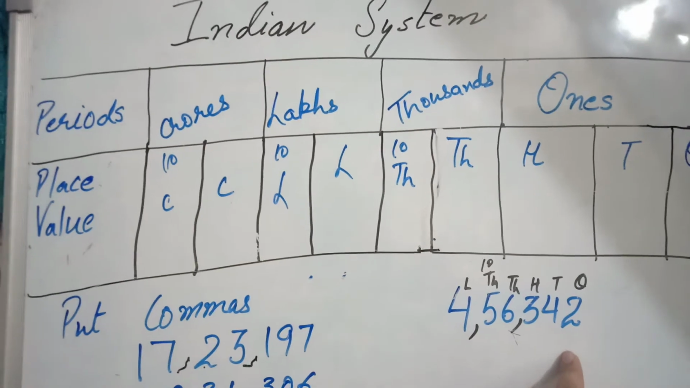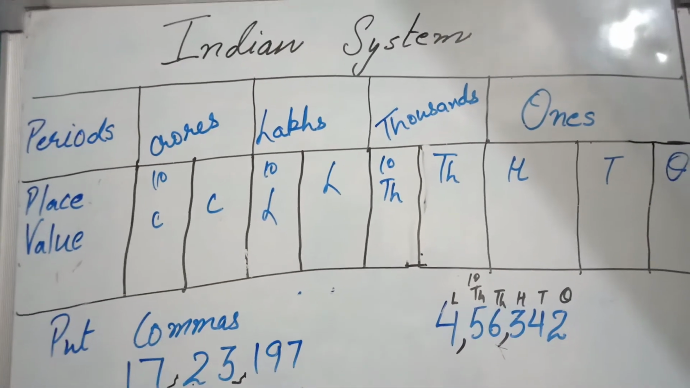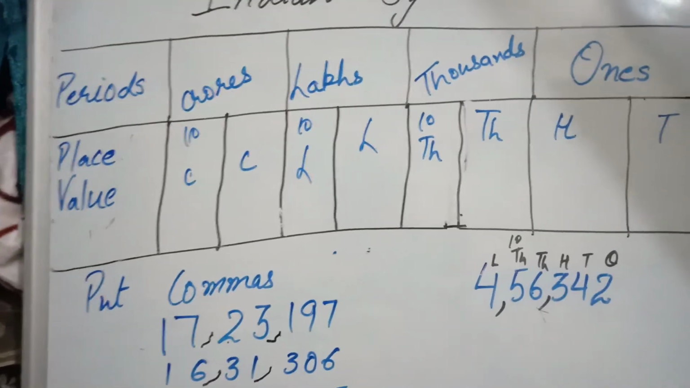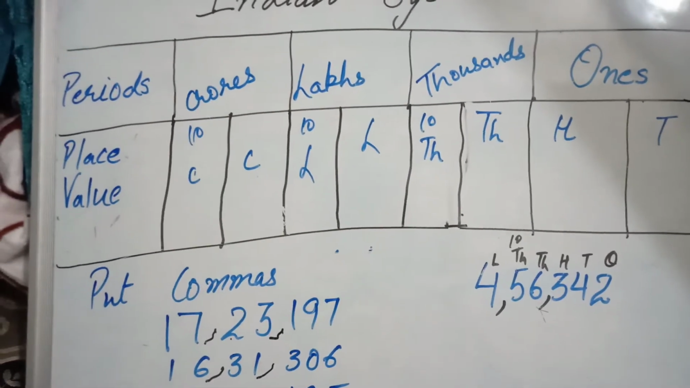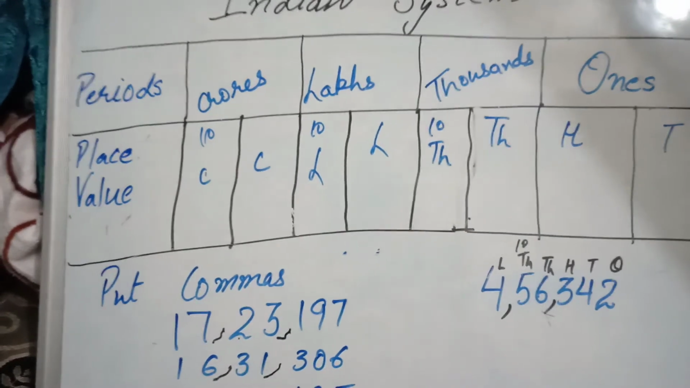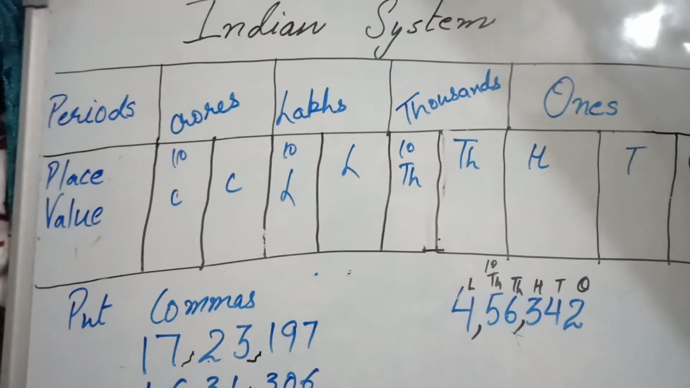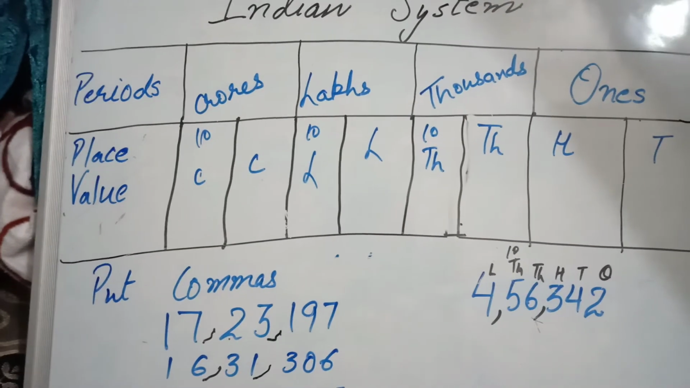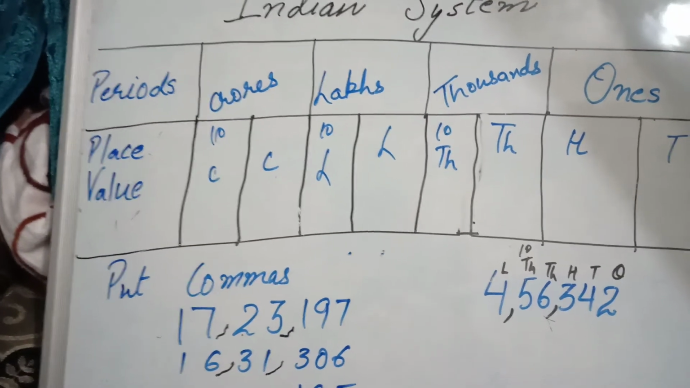First you will be doing all the sums of Indian system, then you will start with the international system. Like you will be having question of putting commas. There will be 2 questions in your book. Put commas according to Indian system, then put commas according to international system. So first you will be putting commas according to Indian system. You will be doing that part.